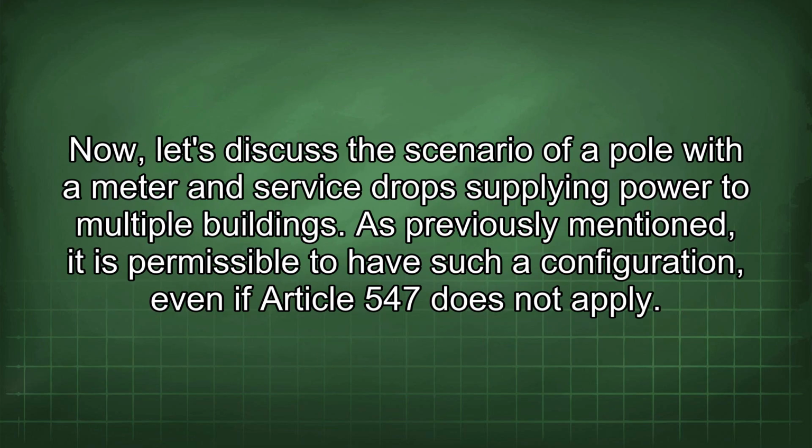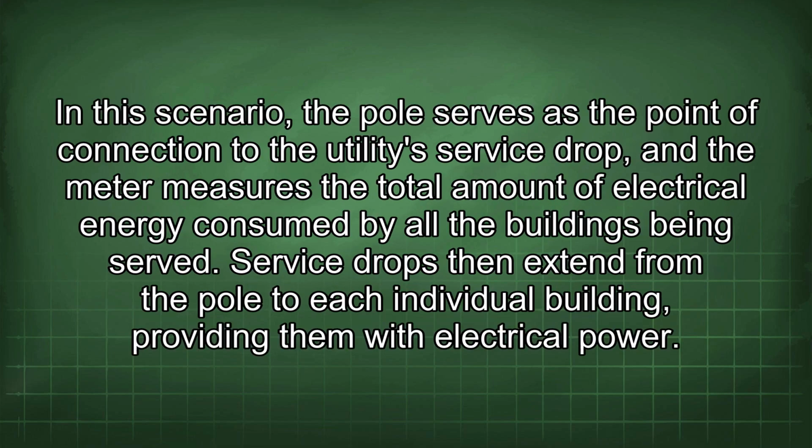Now, let's discuss the scenario of a pole with a meter and service drop supplying power to multiple buildings. As previously mentioned, it is permissible to have such a configuration, even if Article 547 does not apply. In this scenario, the pole serves as the point of connection to the utility's service drop, and the meter measures the total amount of electrical energy consumed by all the buildings being served. Service drops then extend from the pole to each individual building, providing them with electrical power.